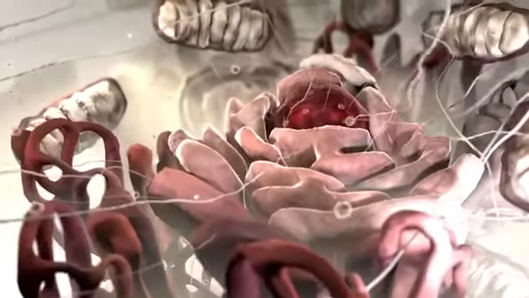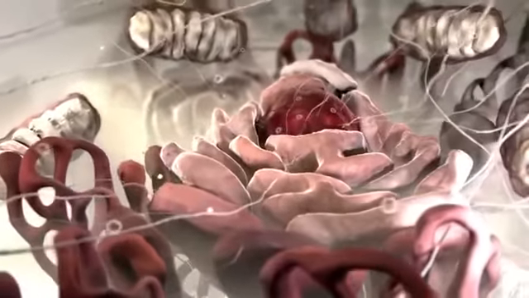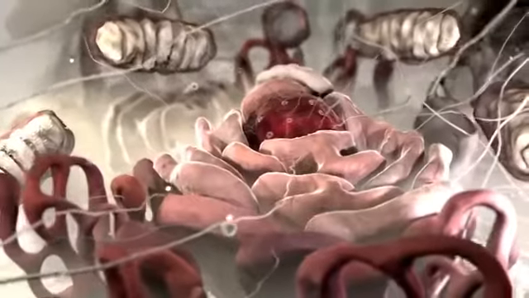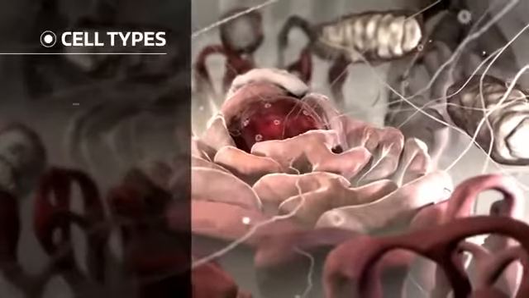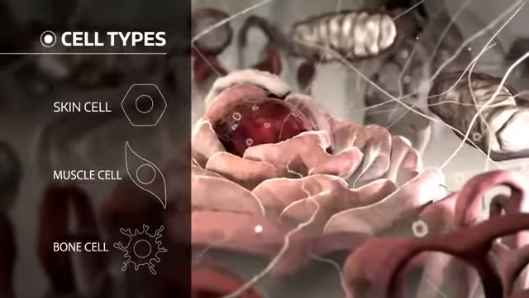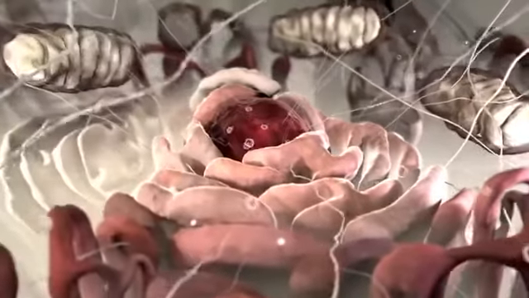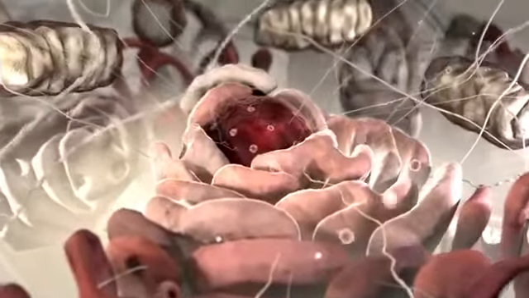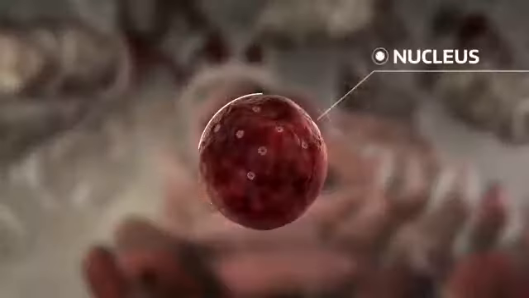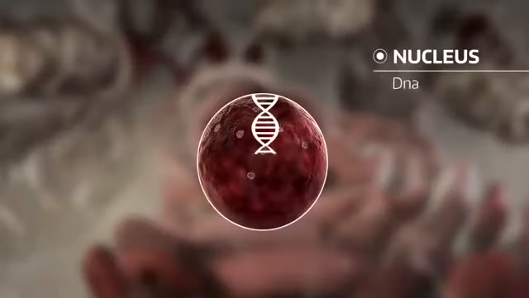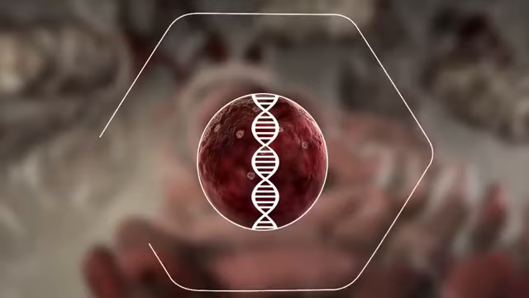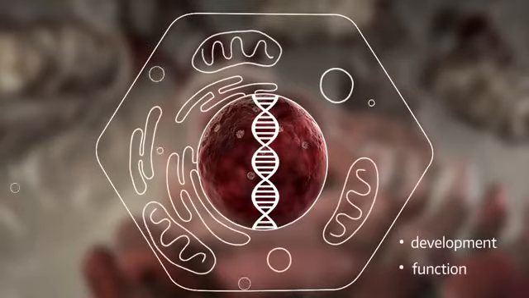This is a cell, the basic unit of all living organisms. Our body consists of different cell types, like skin, muscle, or bone cells. They have different structures and functions, but contain similar components, like the nucleus. The nucleus contains the DNA that encodes the instructions for cell development and function.